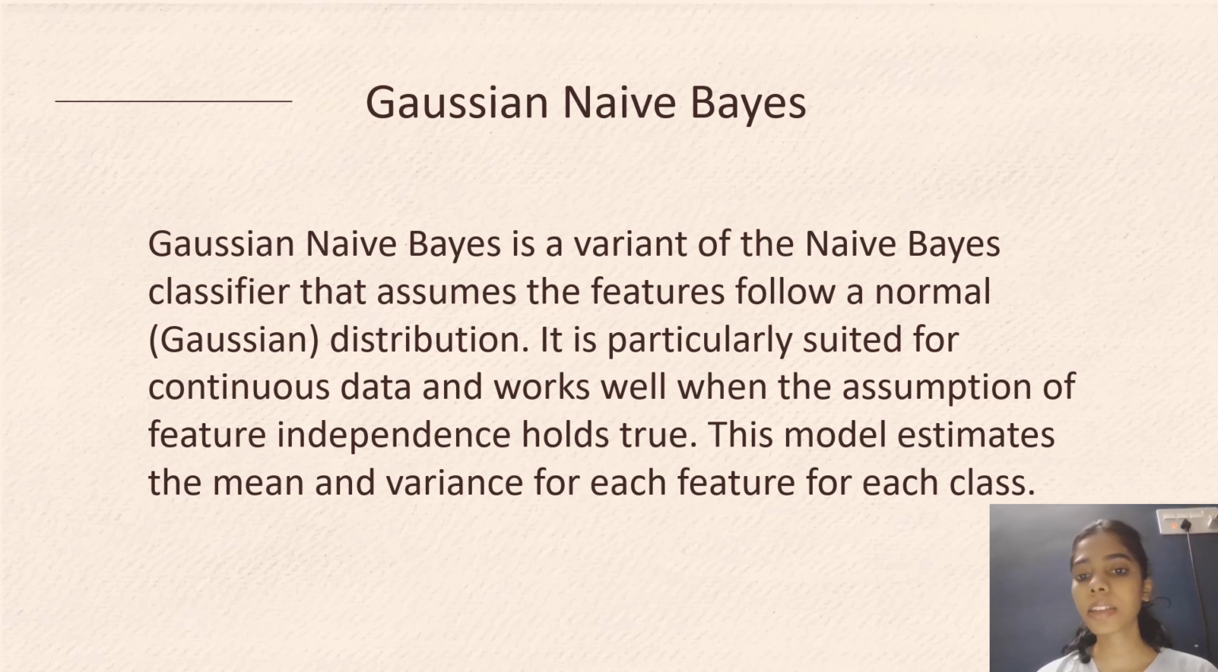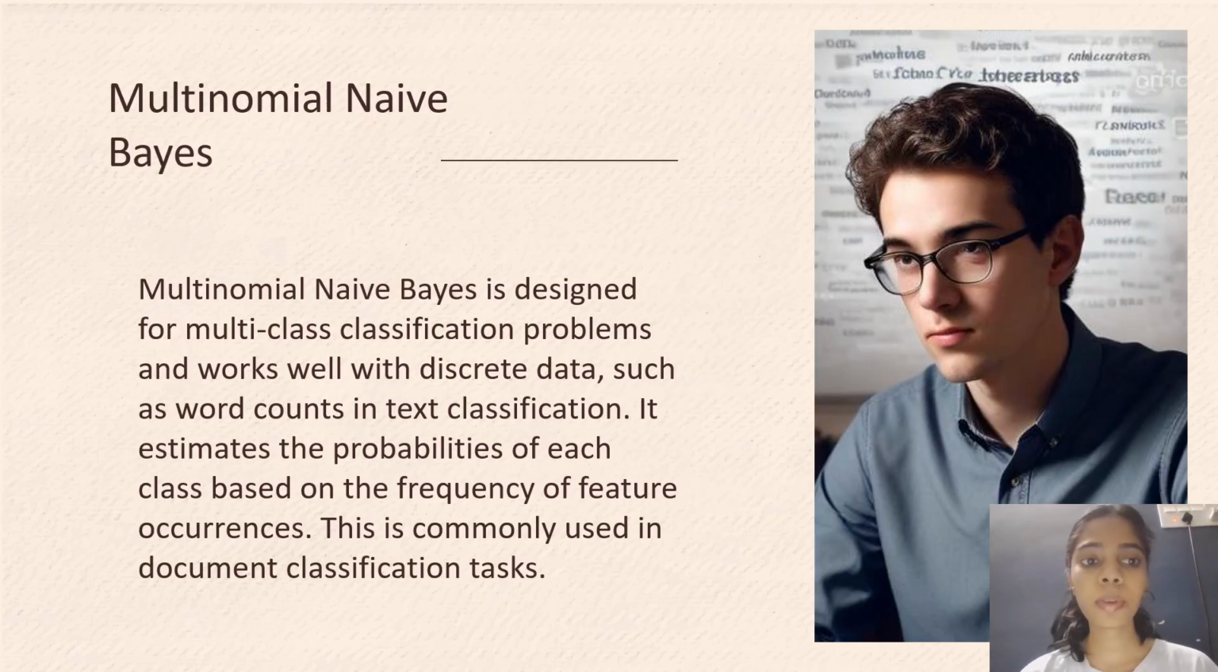And the next one we are going to talk about is Gaussian Naive Bayes. Gaussian Naive Bayes is a variant of Naive Bayes classifier that assumes that features follow a normal distribution. It is particularly suited for continuous data and works well when the assumption of feature independence holds true. This model estimates the mean and variance for each feature.